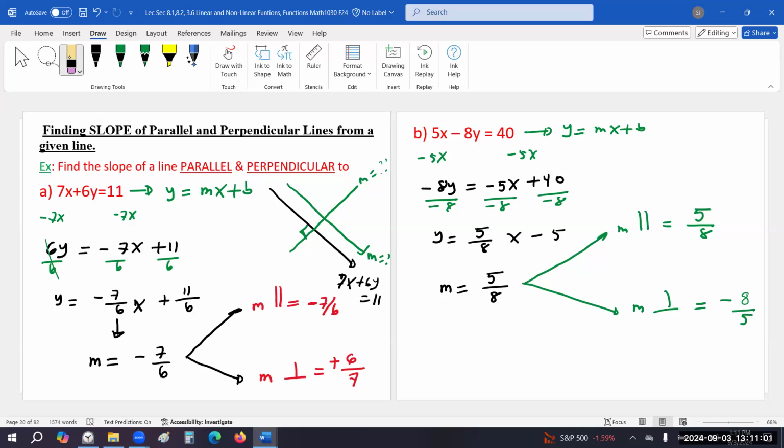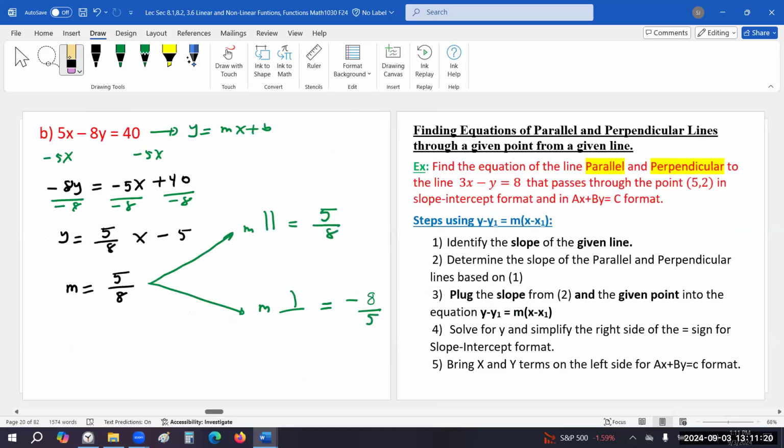Any other question? Okay, so now we know if they give us a line, we can easily find out the slope for this line, and based on that, we know what will be the slope of the parallel line and what will be the slope of the perpendicular line.